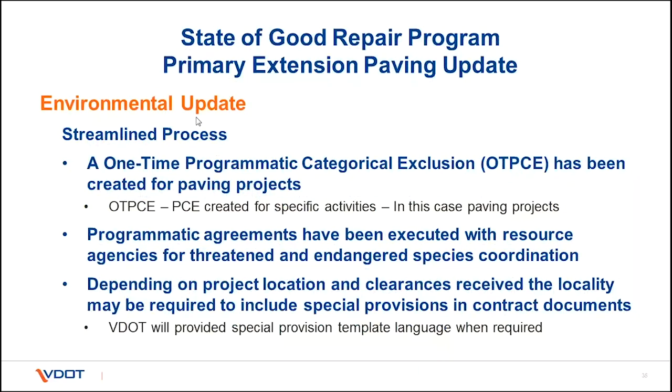So the streamlined process includes a one-time programmatic categorical exclusion for paving projects. Programmatic agreements have been executed with the resource agencies for threatened and endangered species coordination. Localities do not have the efficiency, so this will be a great benefit because the cost will be reduced. Localities may be required to obtain permits and to include special provisions in contract documents depending on the location of the project and clearances received. A special provision template language will be provided when required.